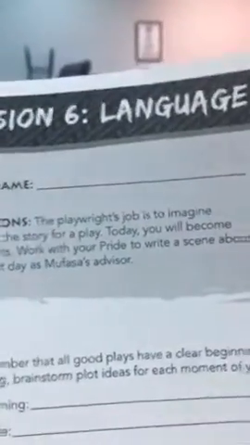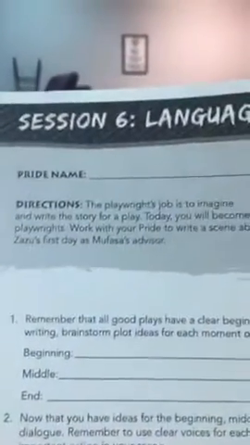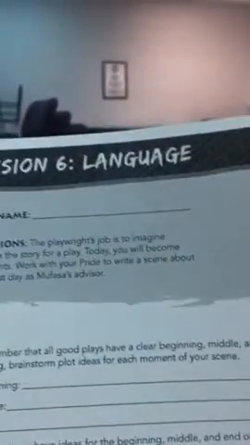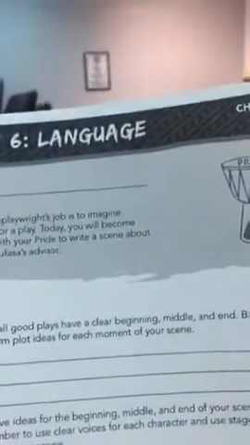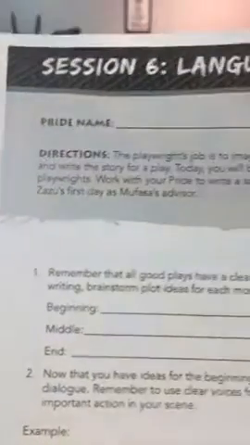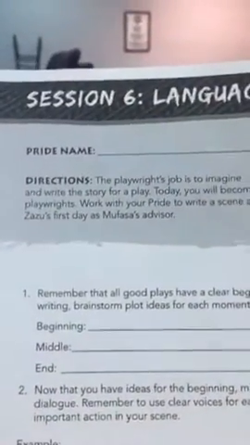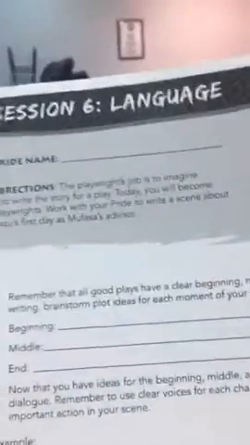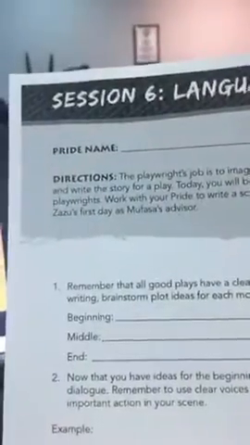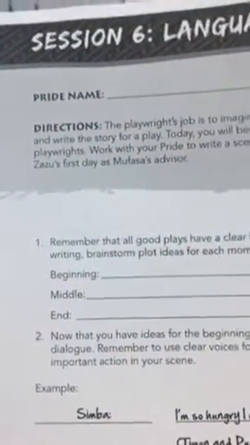And on the next page, session 6, language, you can see here that it's talking about being a playwright. The playwright's job is to imagine and write the story for a play. Today you'll become playwrights. Work with this scene where it's Zazu's first day as Mufasa's advisor. Now you want to come up with a beginning, a middle, and an end. Now this is a make-believe scene. It's not in the movie and it's not in the play. It's something that you would just make up yourself. What do you think it was like when Zazu first became the advisor for Mufasa?